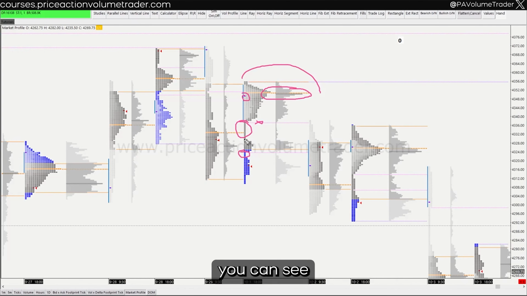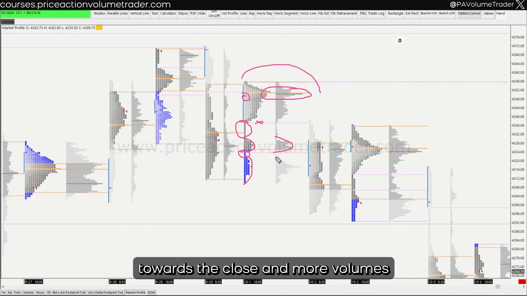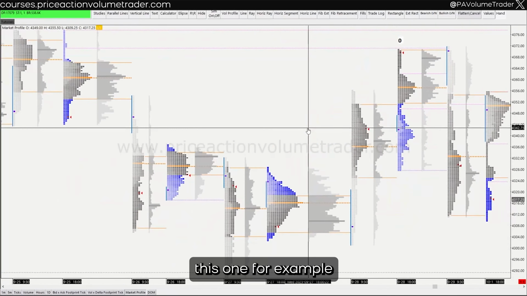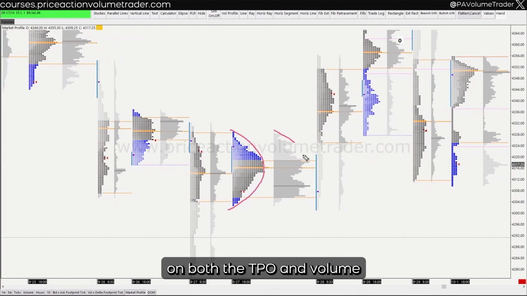And then right here, you can see we accumulated some time here and some volumes. We accumulated a little time here towards the close and more volumes. And here we had accumulated time and volumes. Okay, days like this one, for example, this was a balanced profile on both the TPO and volume profile.